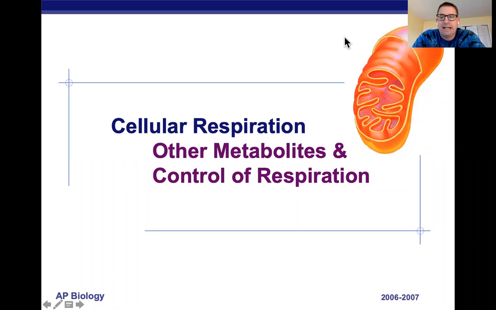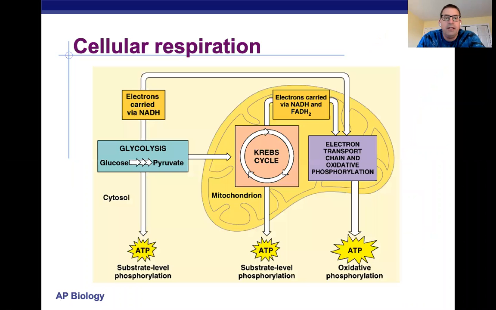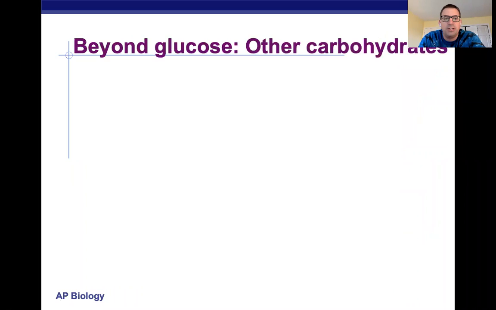So this is the last video and last part of the lecture on cellular respiration here. And like I told you, we were going to talk a little bit about what happens with some of the other foods that we eat other than glucose, and also a little bit about how cell respiration is controlled and regulated, right? So this is cell respiration that we have learned about already, so I don't need to go back through all the stages here.